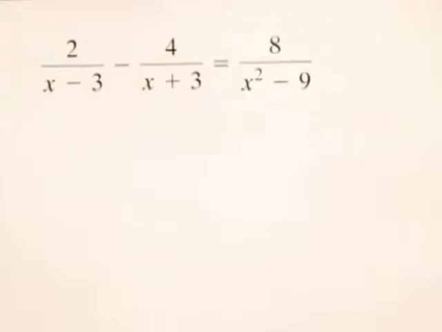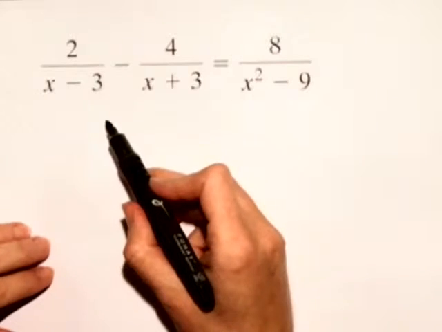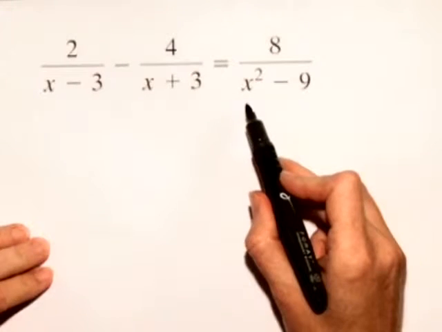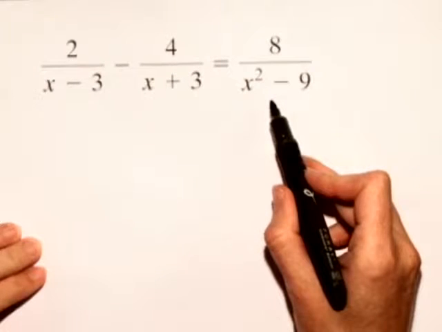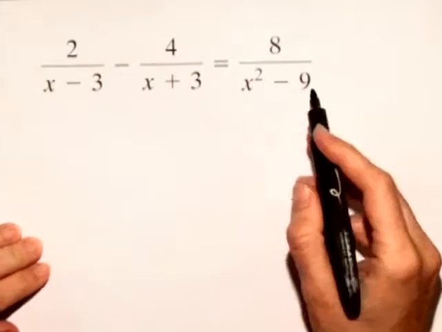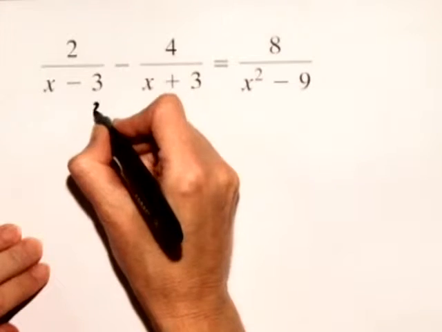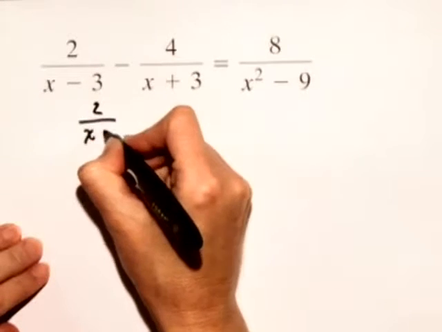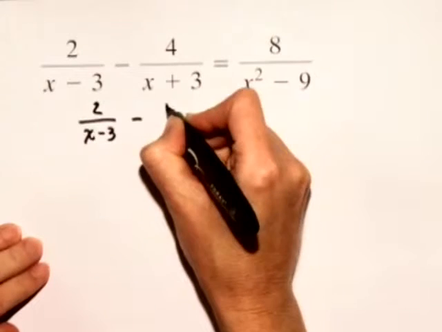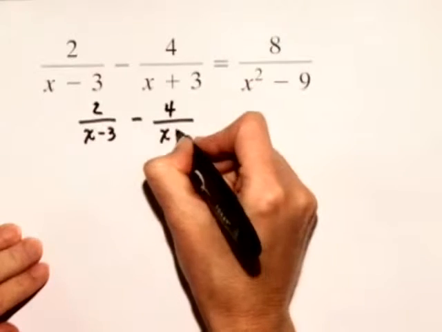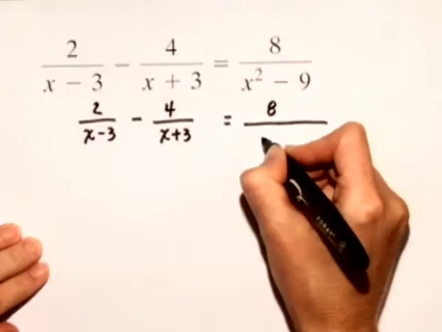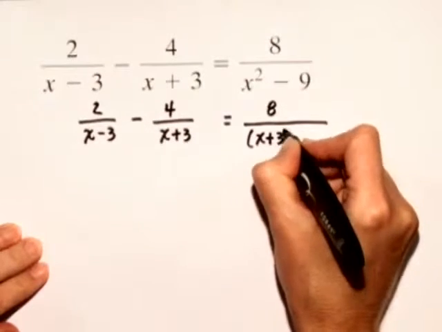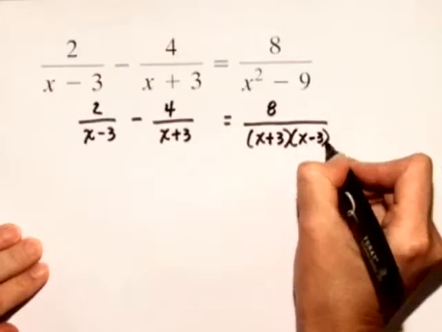For our next problem, we'll solve a rational equation. Notice in this equation, on the right-hand side, in the denominator, we have x squared minus 9, which is the difference of two perfect squares. So we're going to factor that when we start. On the left-hand side, we'll leave this alone: 2 over x minus 3 minus 4 over x plus 3 is equal to 8 over the quantity x plus 3 times x minus 3.